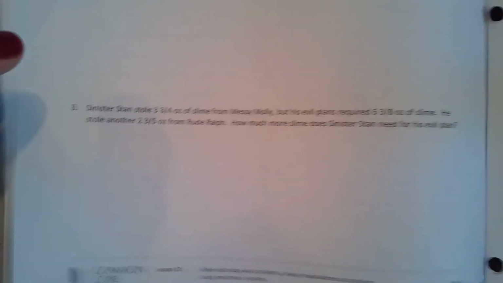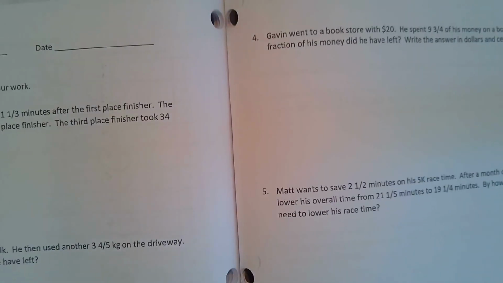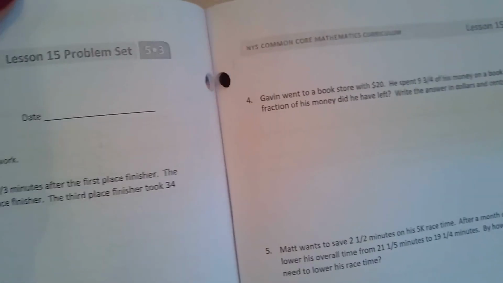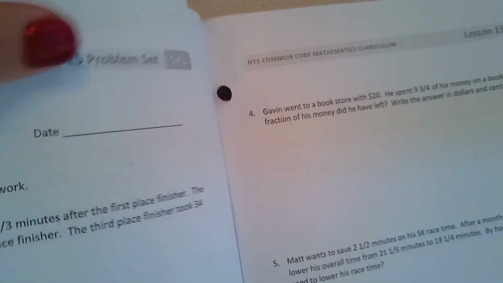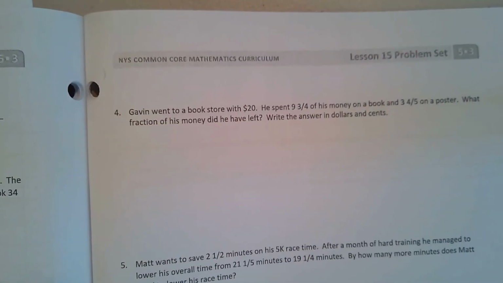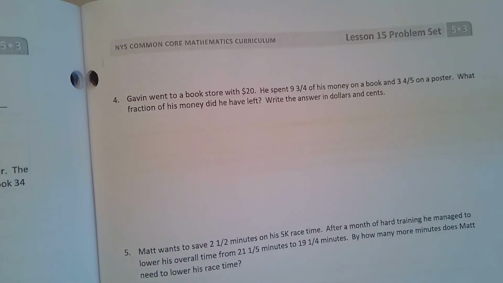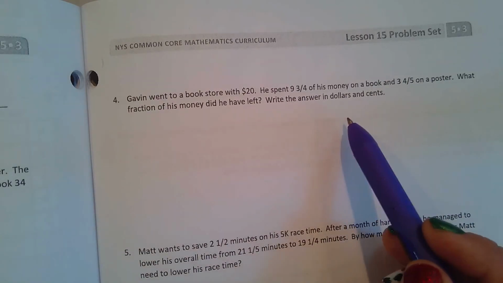All right, so here is problem 4. Gavin went to a bookstore with $20. He spent 9 3/4 of his money on a book and 3 4/5 on a poster. What fraction of his money did he have left? Write the answer in dollars and cents.